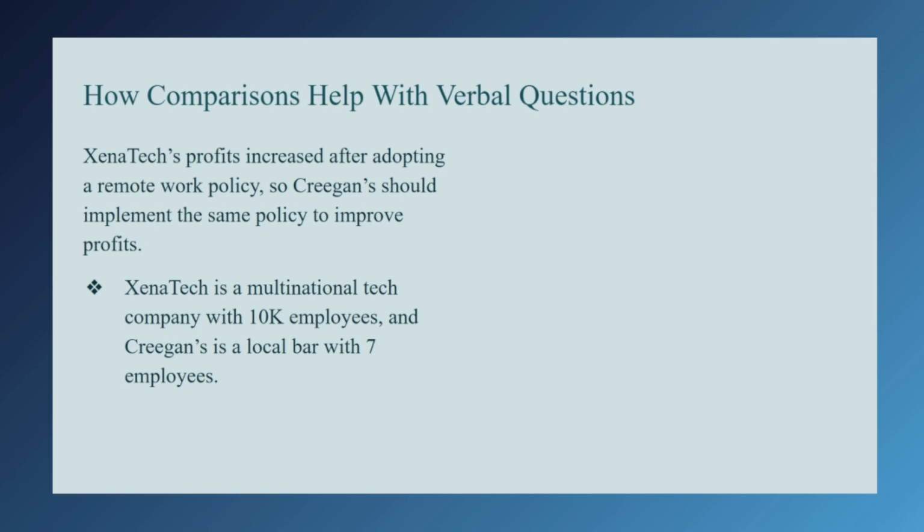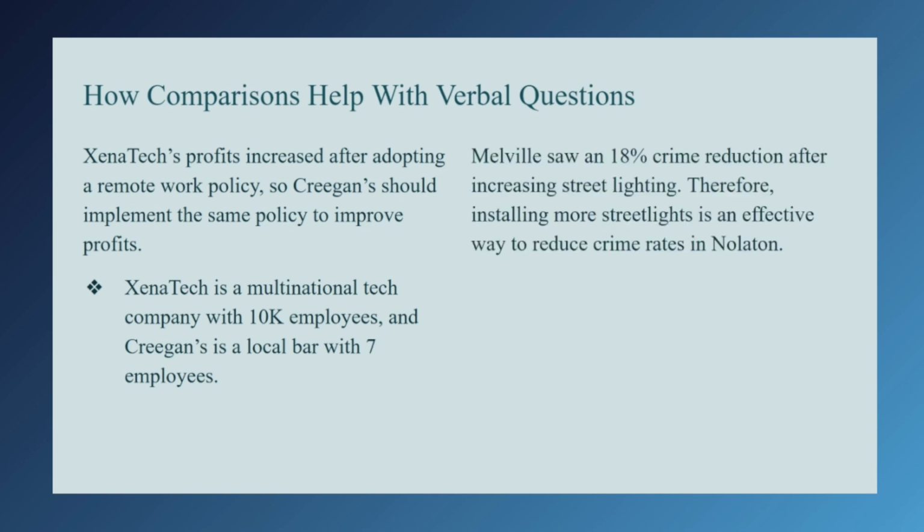Comparisons can also be a cornerstone of evaluate the argument questions, as in this mini example. Melville saw an 18% crime reduction after increasing street lighting. Therefore, installing more streetlights is an effective way to reduce crime rates in Knowlton. What if the answer was, do the two cities have similar crime patterns and causes? That would be very useful to know, because if they do, then the solution is more likely to have a similar effect. If, however, crime in Melville is mostly breaking into cars parked on the street, and crime in Knowlton is mostly from insider trading, then the streetlights probably won't be as effective in Knowlton.